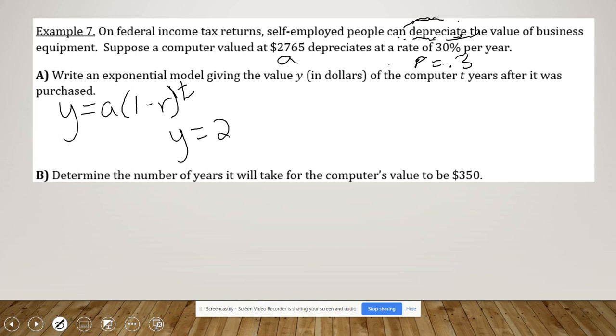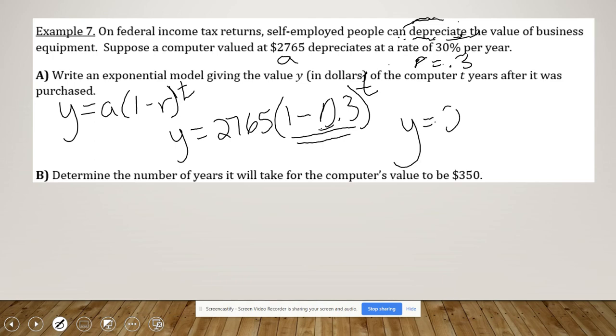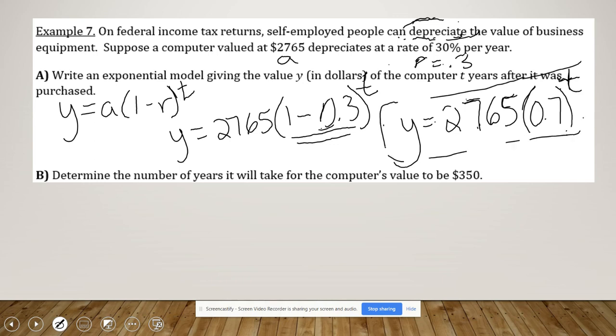which only changes from 1 plus R to 1 minus R. You plug in your A of 2,765, 1 minus 0.3 to the T, and then remember, clean this part up so that our final model or equation is 2,765 parentheses 0.7 to the T. If you have an odd hour class period, 7B is your homework.